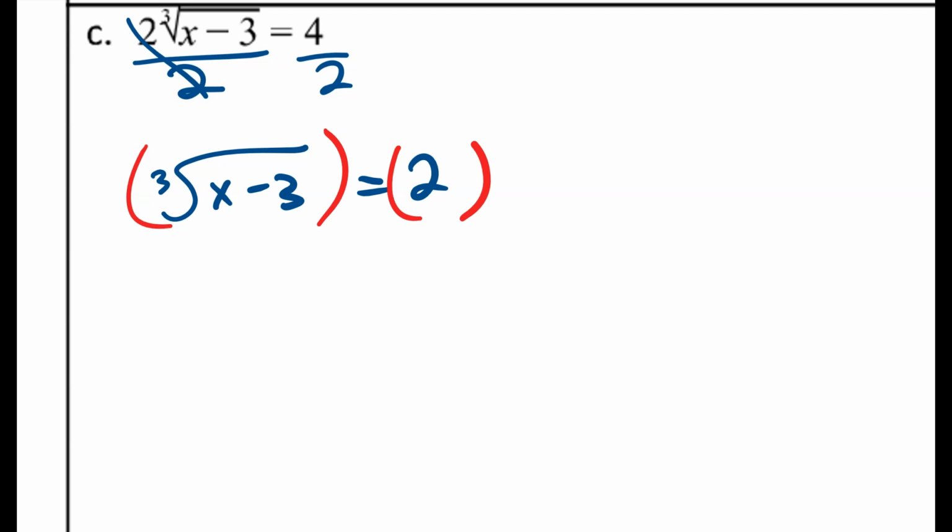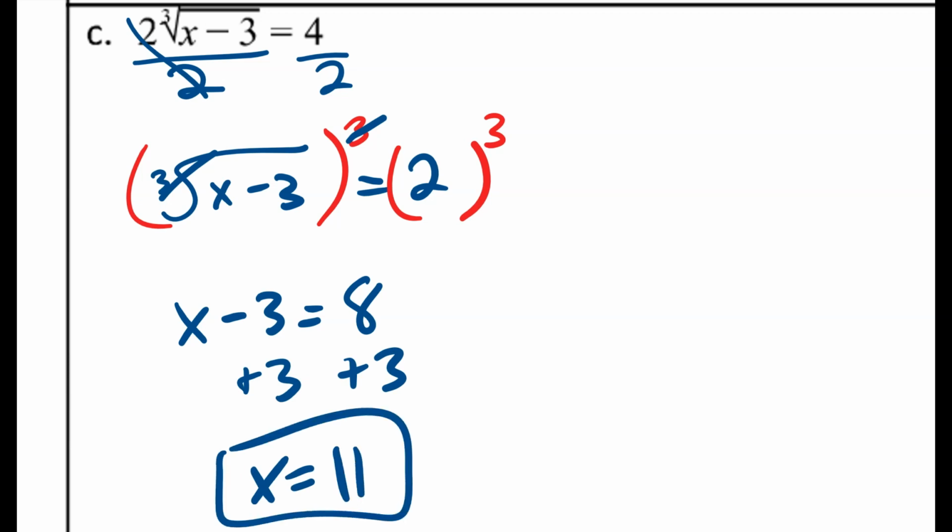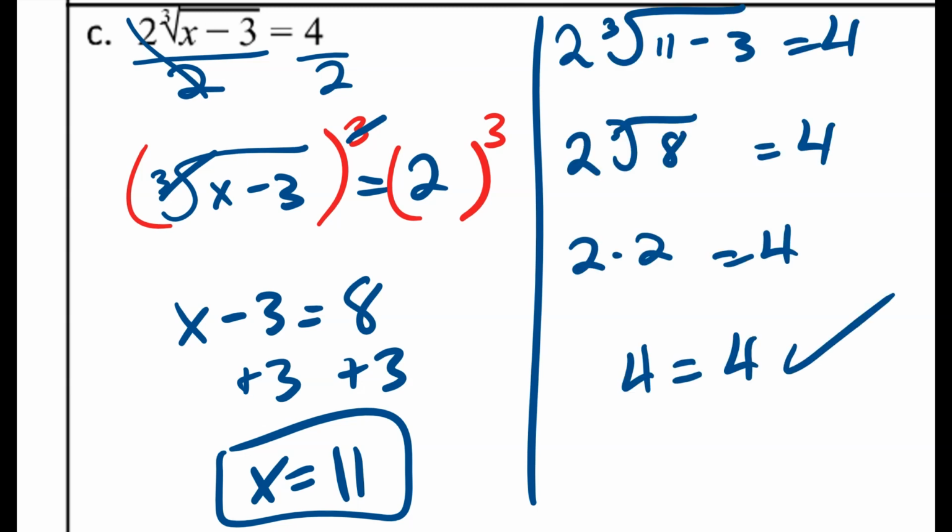Now, to get rid of a square root, we squared both sides. To get rid of a cube root, I'm going to cube both sides. So that cancels here. I'm left with x minus 3. And 2 cubed is just 8. When I add 3 to both sides, I'm left with x equals 11. And again, when you plug it back in, it works out.